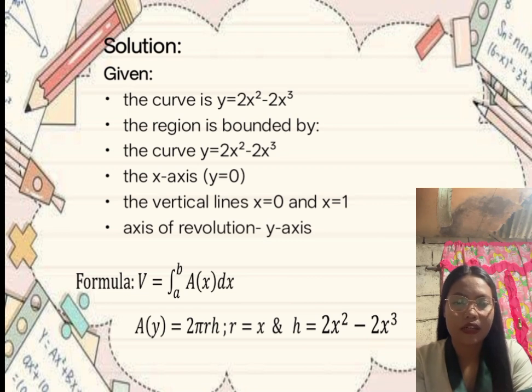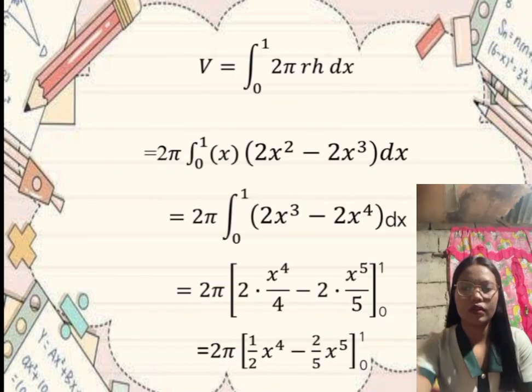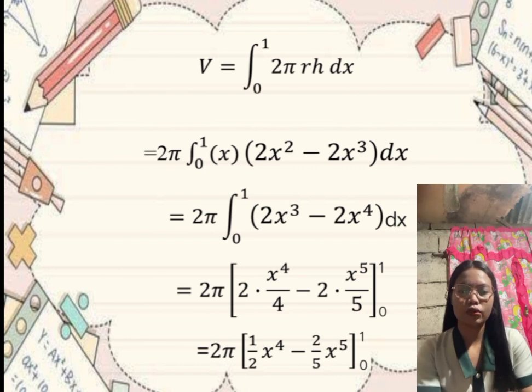So now we will write again the formula for the volume, which is volume is equal to the integral from a to b of A(x) dx, where A(x) is equal to 2 pi times r times h, and based on the given earlier, the radius is equal to x, and our height is the function 2x squared minus 2x cubed.